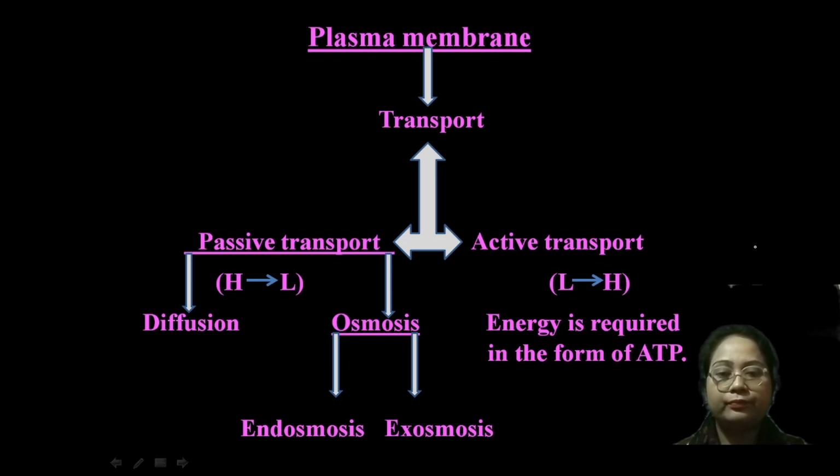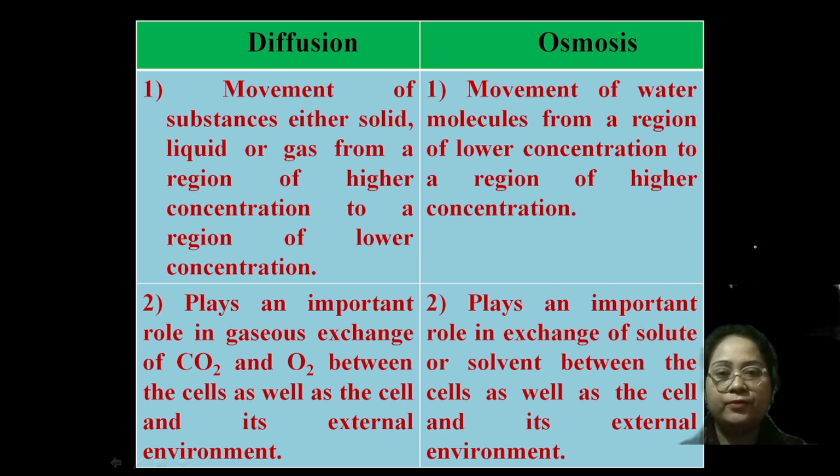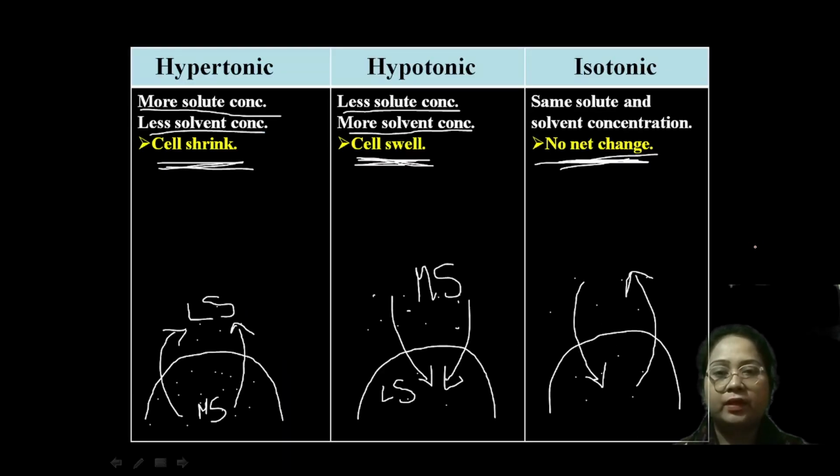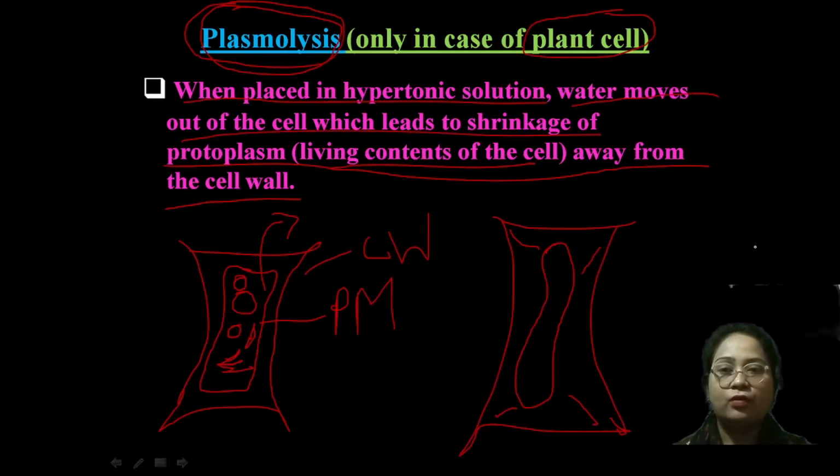Then we learned about endosmosis and exosmosis, and the difference between diffusion and osmosis. Then about hypertonic, hypotonic, and isotonic solutions. Then about endocytosis and exocytosis in case of amoeba. Then at last we studied plasmolysis in case of plant cells. So I think these points are very clear to you.